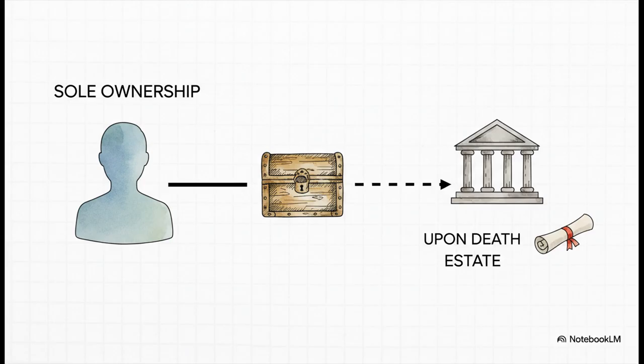So the individual account is about as straightforward as it gets. One person owns it, that one person controls it, and that one person is responsible for all the taxes. Simple enough, right? And when the owner passes away, everything in the account just becomes part of their estate, ready to be passed on according to their will.